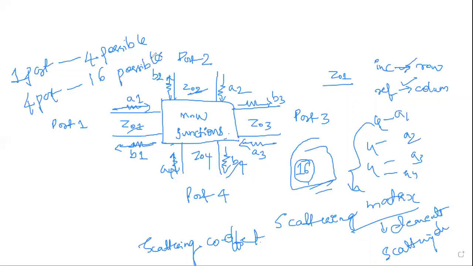These 16 possible combinations you have to represent in terms of a matrix. So the row matrix will represent the incident waves, which are A1, A2, A3, A4. The reflected waves will be represented in a column matrix, which are B1, B2, B3, B4. If you represent the row matrix and column matrix in terms of incident and reflected waves, such a matrix is called a scattering matrix, and the elements used in this matrix are called scattering parameters, or scattering coefficients. Is that okay?